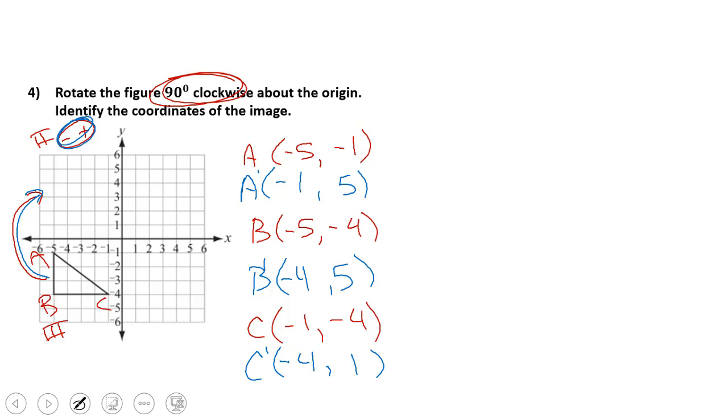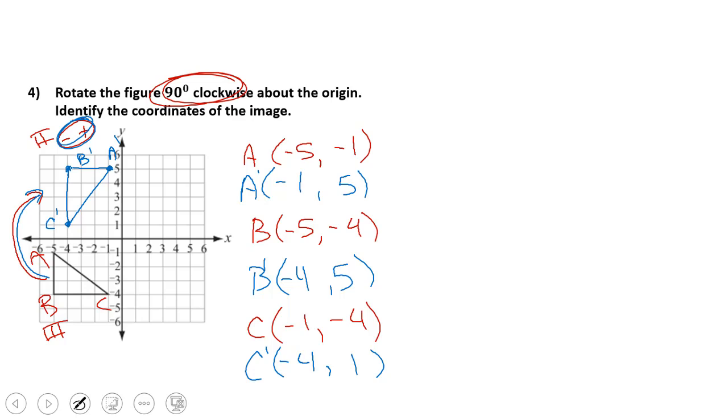I come over here and I graph my new figure. Negative 1, 5 for A, negative 1, 5, boom. Here's A prime. B prime is negative 4, 5, up here, B prime. And C prime is negative 4, 1. C prime, and of course, as we always do, using our straight edge to autograph our work with excellence.